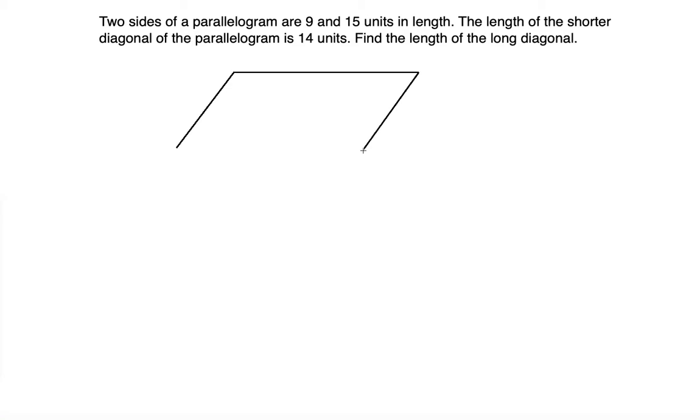It's not going to be the best picture, I cannot promise you that, but I will try to do my best. Okay, so something like this. Two sides of a parallelogram: the shorter one is 9 and the longer one is 15. The length of the shorter diagonal, right? So we need to draw a diagonal, two of them actually. This is going to be the longer one, and the shorter one is going to be this one.